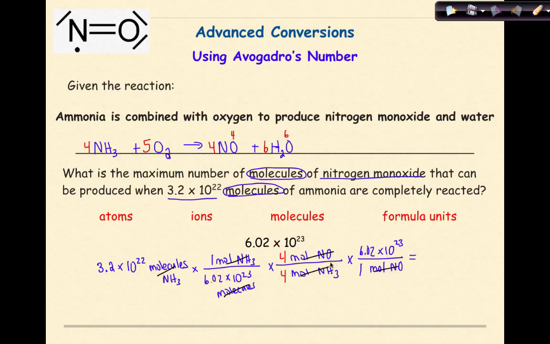You could enter all these numbers into your graphing calculator and get an answer. But I also recognize that this 4 and this 4 cancel each other, and this 6.02 times 10 to the 23rd cancels this 6.02 times 10 to the 23rd. So guess what our answer is after all this work? That's right, people. It's the same answer that we started with: 3.2 times 10 to the 22nd molecules of NO.